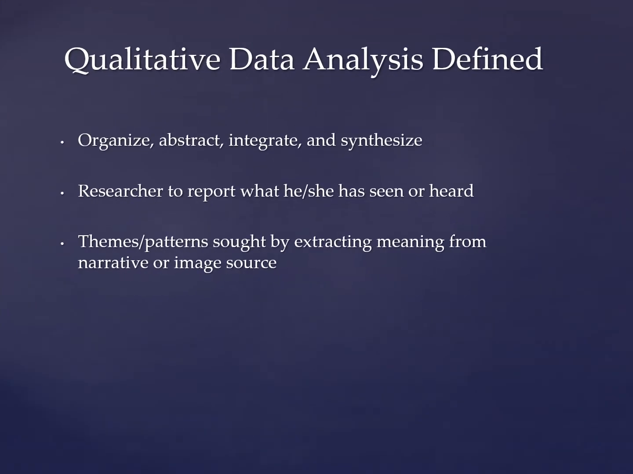When we think about qualitative data analysis, we can think about it in a couple different ways. We can look at organizing information, looking at abstract information, integrating information from various sources, and synthesizing information as well. Basically, we're looking at what the researcher has seen or heard, observations. We look for themes or patterns by extracting meaning from the narratives or the different information, such as images and whatnot.